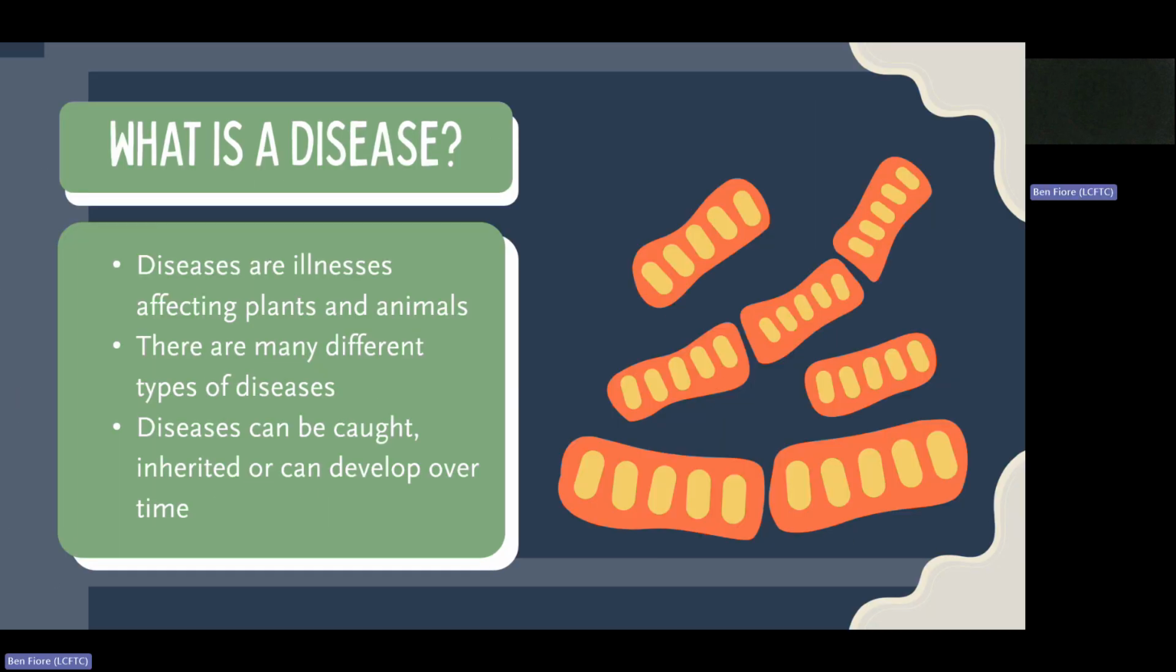So, starting off with some basic definitions, what is a disease exactly? So diseases are illnesses that affect plants and animals. There are many different types of diseases. We'll go over some of those types later on. Diseases can be caught, inherited, or can develop over time. So we have things like the flu, that's a disease, but also things like cancer or heart disease, those are diseases also. So we're going to specify a little bit what exactly diseases we're talking about.